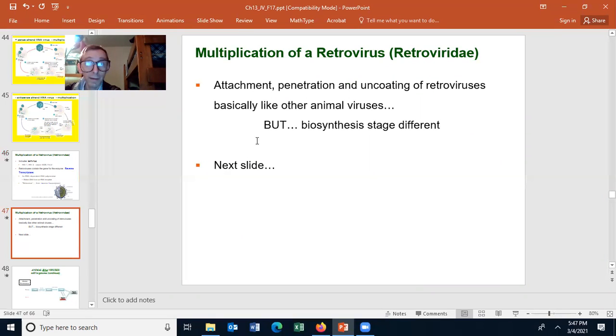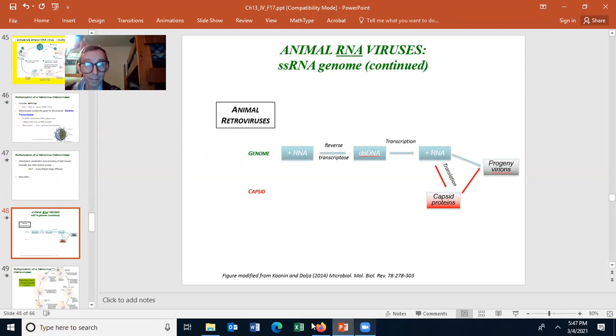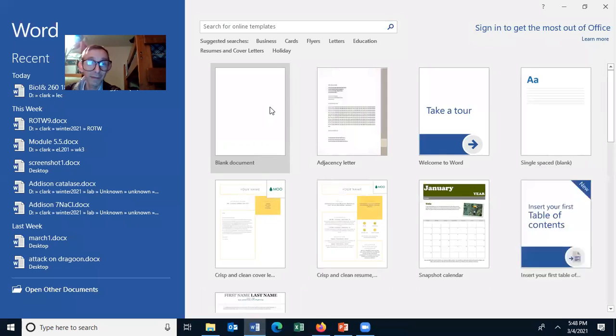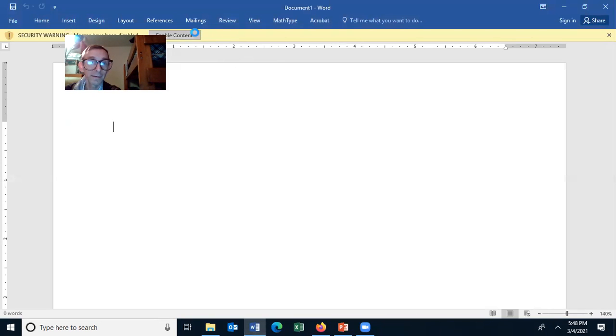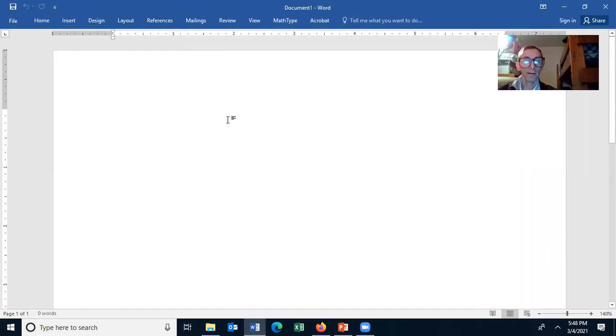So attachment, penetration, and encoding of retroviruses are basically the same or similar to other animal viruses, but the biosynthesis stage is very different. Let me open up a Microsoft Word document, which might not be the best, but it'll work.